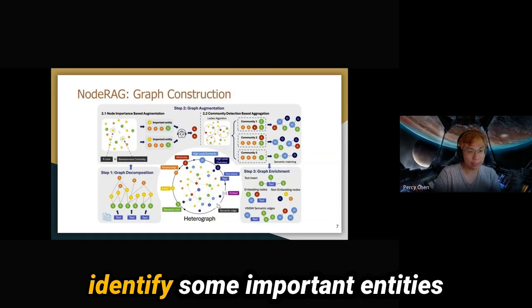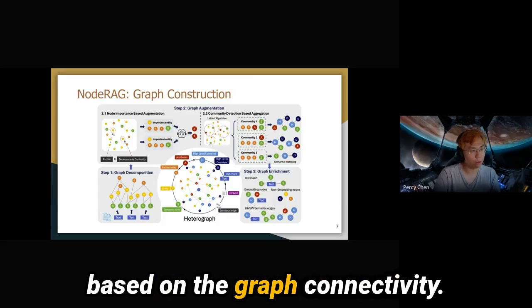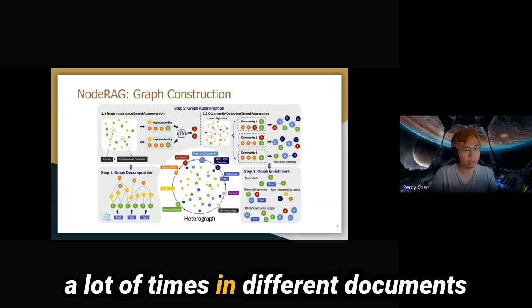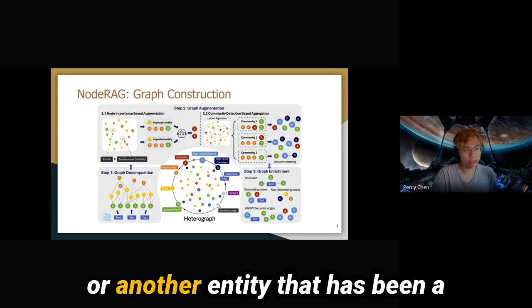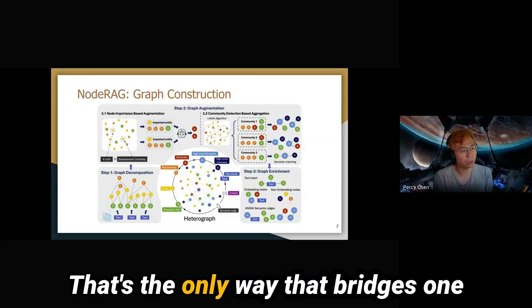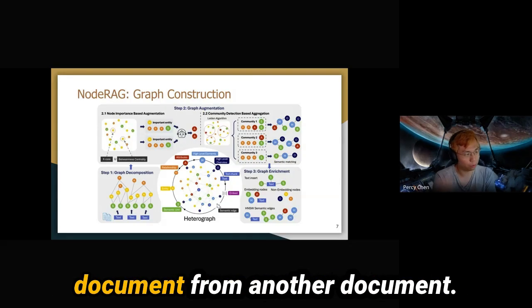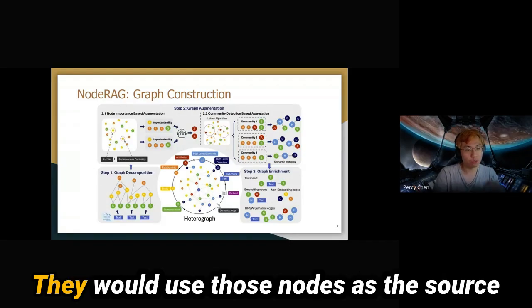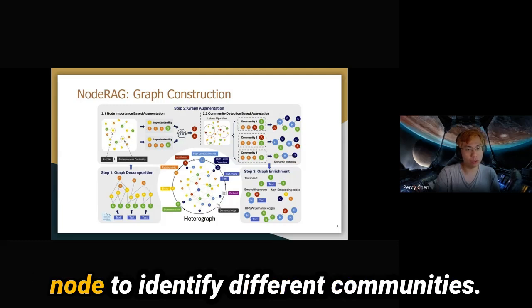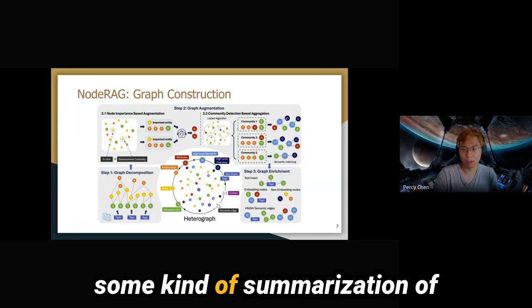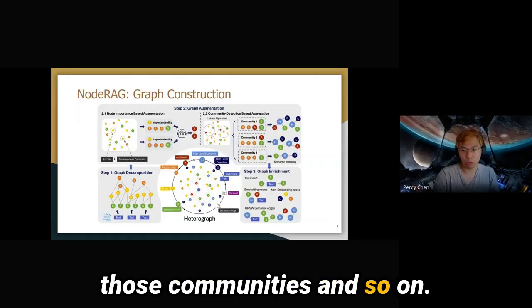What they do is they would identify some important entities based on the graph connectivity. For example, an entity that has been mentioned a lot of times in different documents, or another entity that has been a connecting entity of two communities. That's the only way that bridges one document from another document. So those are the important entities that maybe you want to pay attention to. They would use those nodes as the source node to identify different communities. On top of those communities, similar to GraphRAG, they produce some kind of summarization of those communities and so on.